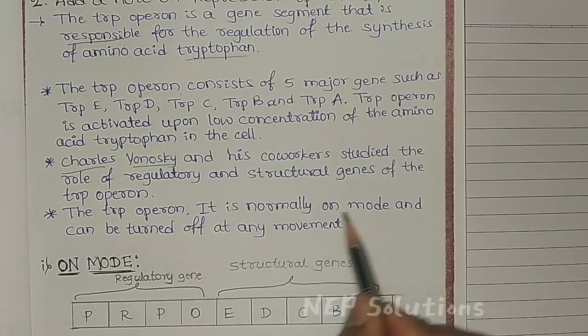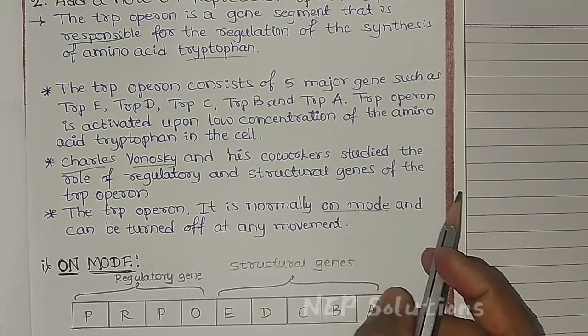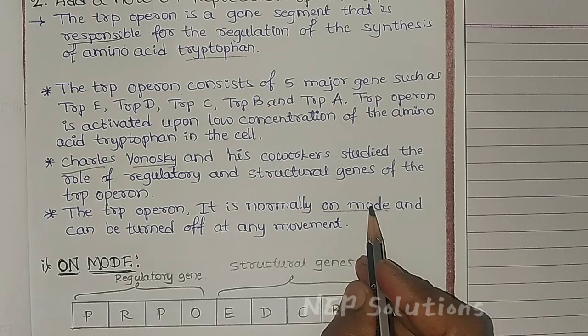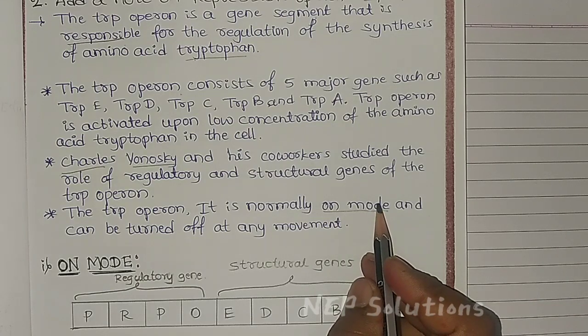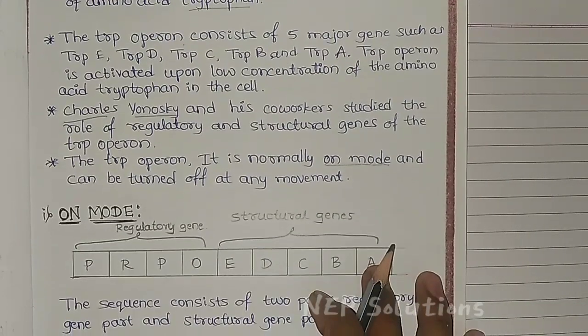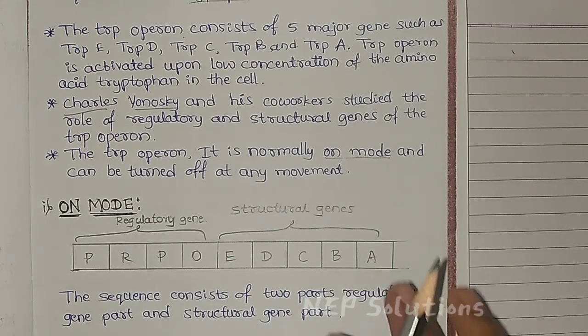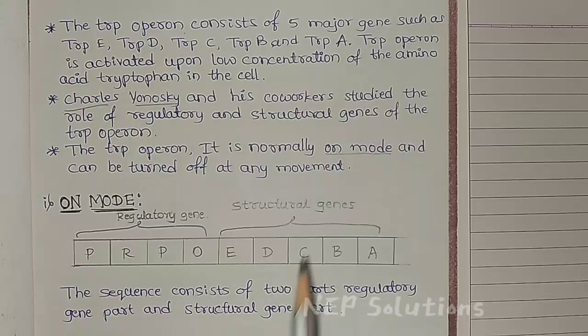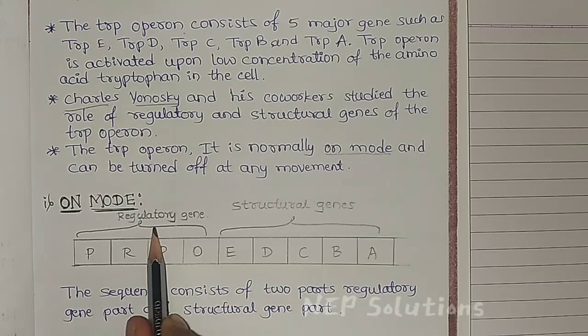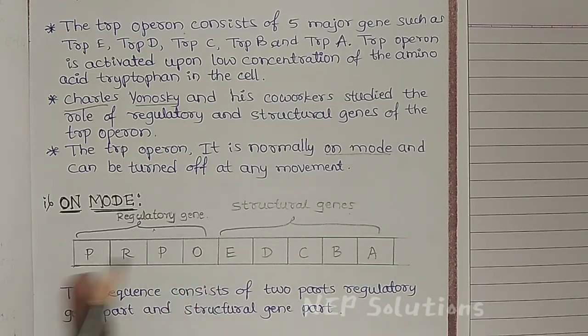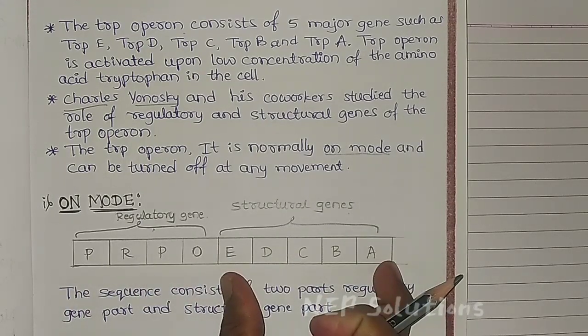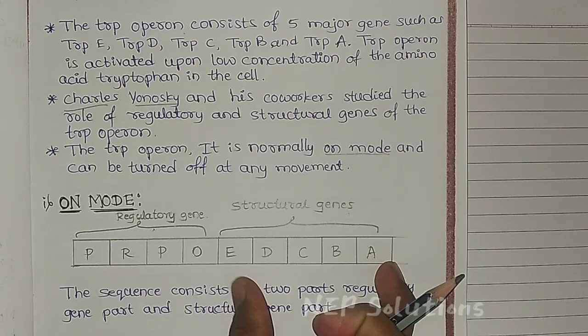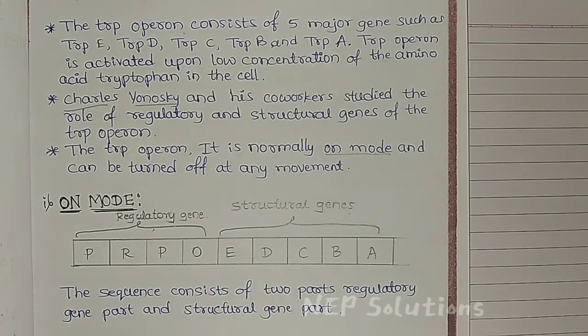The TRP operon is normally in on mode. It has 2 modes, that is on mode and off mode, as usual, as we know. So the first mode, the basic one, we will see here. This is the diagram. The sequence consists of 2 parts, that are the regulatory gene part and the structural gene part. This is the regulatory gene part, and that is TRP-A to E. These are the structural genes.